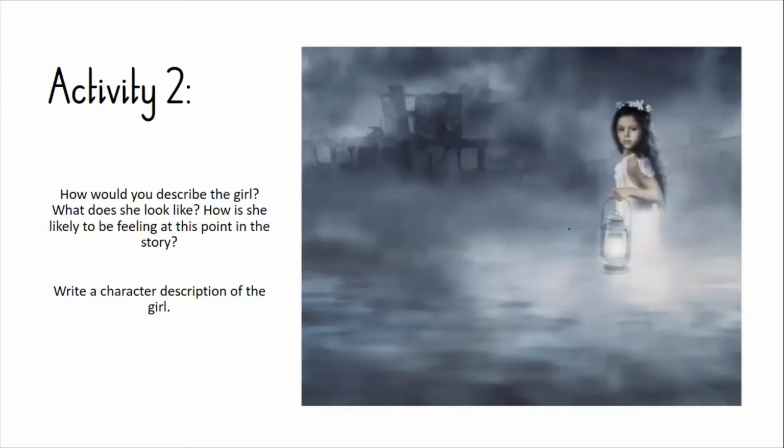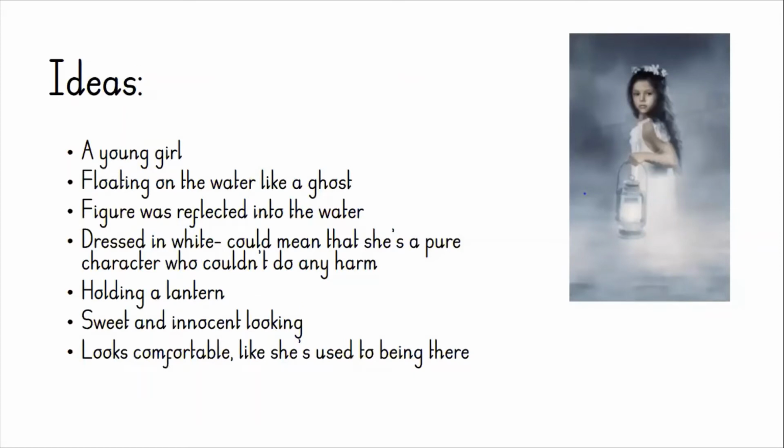So on this slide, I have written some of the ideas that I came up with when I was looking at this picture. So I thought of her being a young girl because she looks quite young in the photo. She's floating on the water like a ghost, so I've used a simile in there as well. The figure was reflected into the water because you can just about see it in the water below her, dressed in white. Now, when I was thinking about this, maybe this could mean that she's a pure character who couldn't do any harm, because to me, she looks quite innocent and young and sweet.